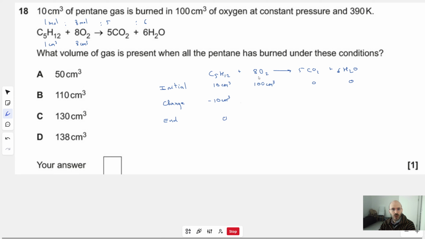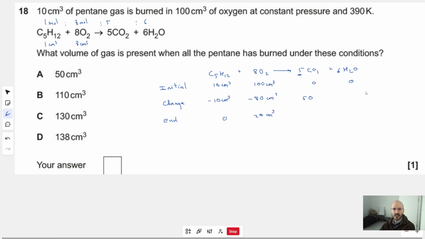What about oxygen? How much of it reacts? Well, if 10 cm³ of pentane reacts, then 8 times more cm³ of oxygen will react. So that's 10 times 8, 80. That reacts. And therefore, at the end, you only have 20 left. That's the excess. And then for CO2, again, you follow the molar ratio, which is 1 to 5. So 10 cm³ times 5 makes 50.